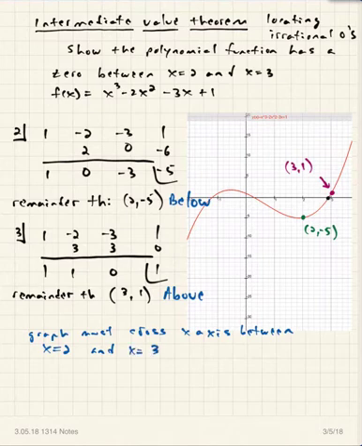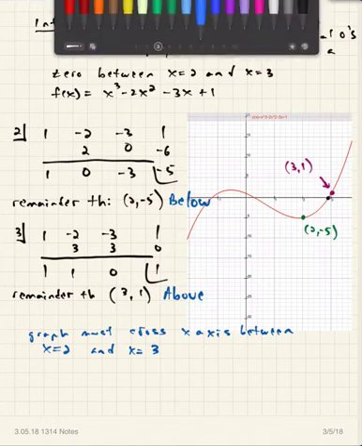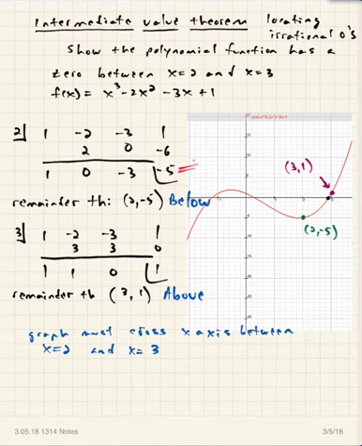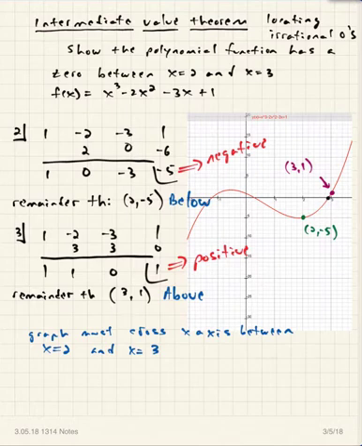Now, if you think about it, you wouldn't really need the graph here. All you'd really need to say is that at one of those remainders, the value was negative, and at the other one, the value was positive, right? And if one of them's negative and one of them's positive, then the only possibility is that there's got to be a 0 between the two numbers.